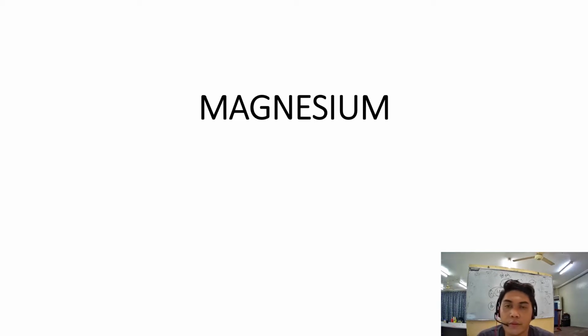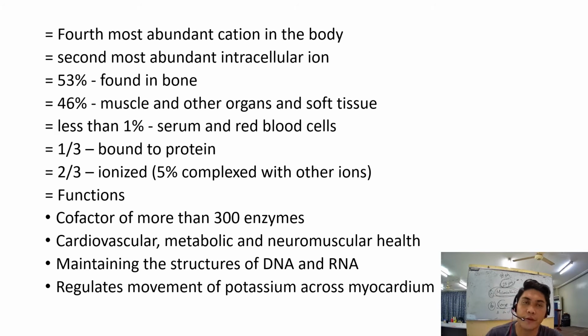Okay, so we'll discuss magnesium. It's the fourth most abundant cation in the body, and it's the second most abundant intracellular ion. Regarding distribution, 53% is found in bone, 46% is present in muscle and other organ and soft tissue, and less than 1% is present in serum or plasma and red blood cells.